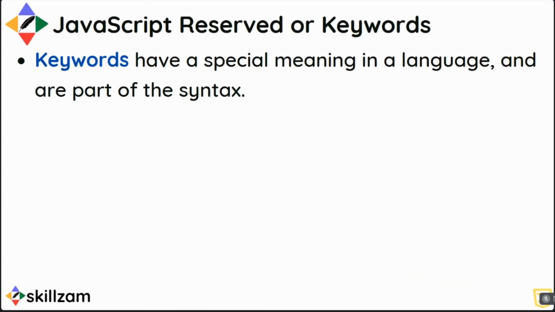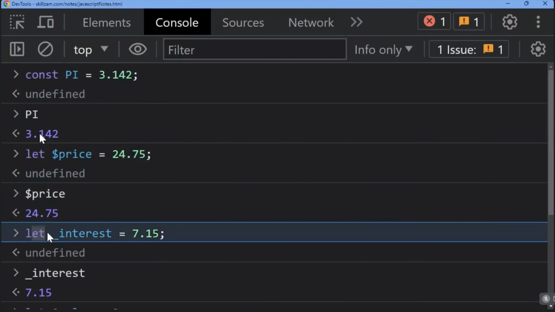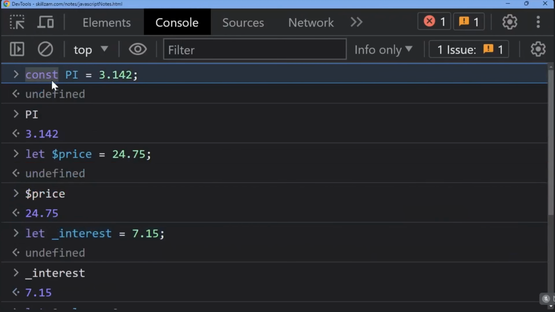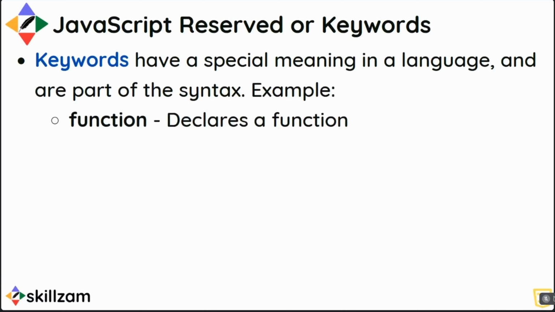Now let's go a bit further to see what these JavaScript reserved words or keywords are. Initially in our example here, let is a keyword, and const is also a keyword. Now let's see what they are. Keywords have a special meaning in a language and they are part of the syntax. For example, function is also a keyword which declares a function.